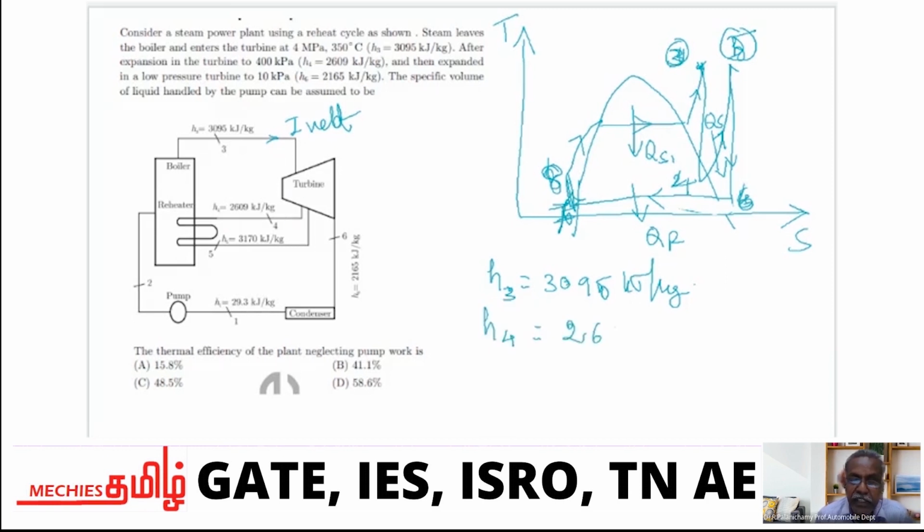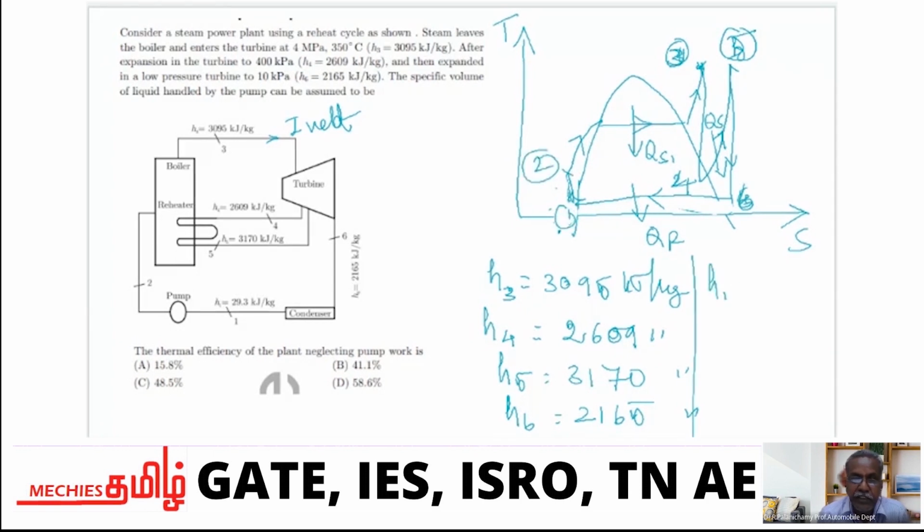These values are all given directly here. 2609. After reheating, H5 is given as 3170. After expansion in the second stage, the enthalpy is 2165. After condensation, this is 1. According to the diagram, whatever is given in the diagram I follow as it is. This is 1, this is 2. H1 is 29.3 kilojoules per kilogram. H2 is not given.